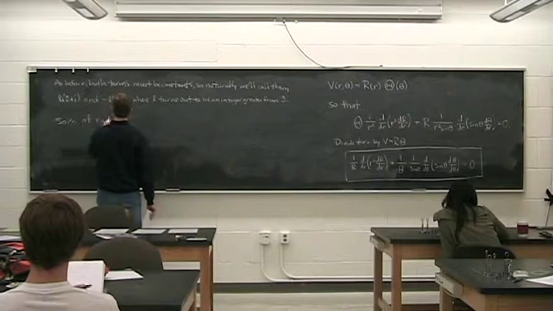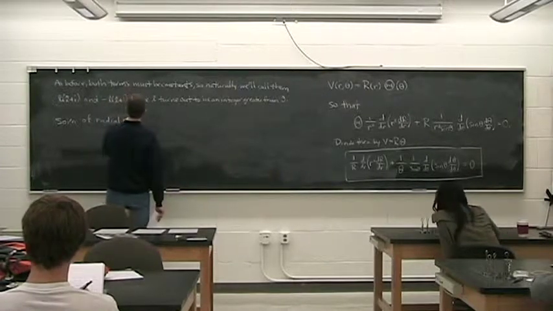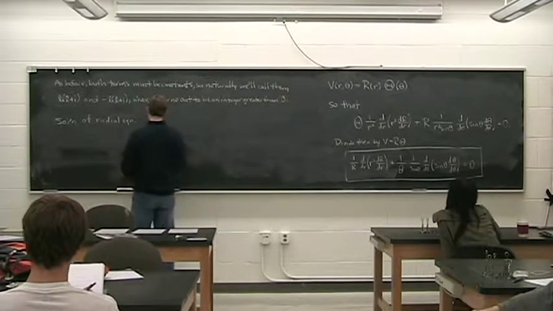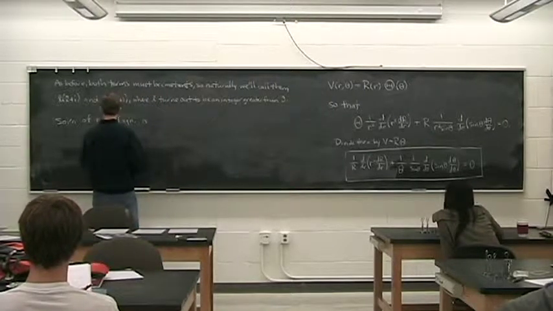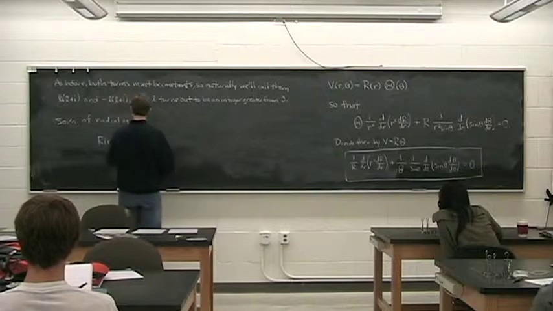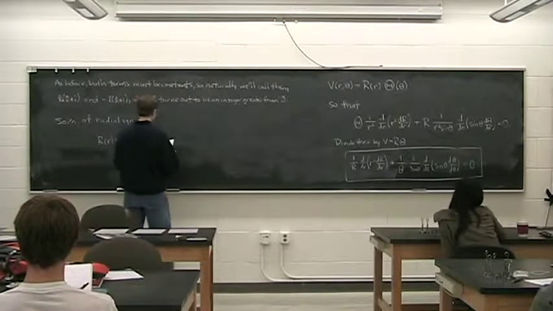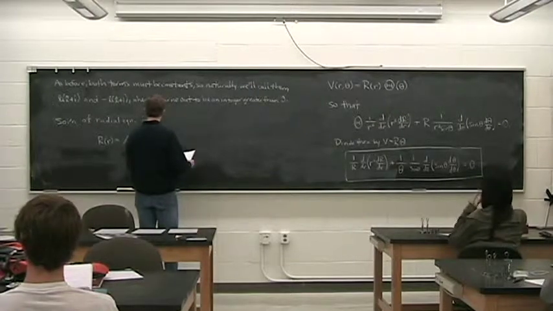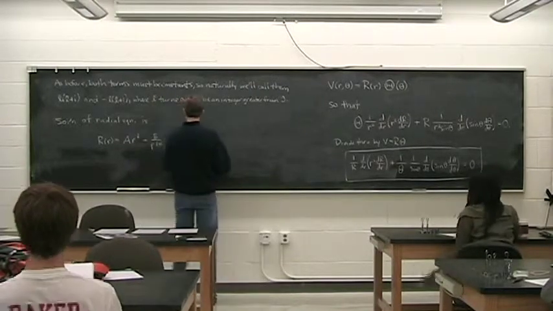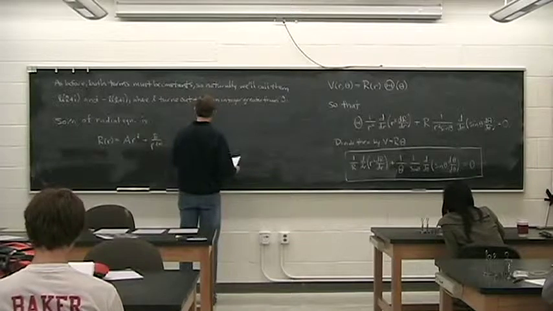Solution of the radial equation, the one for R, is R of r equals A r to the L plus B divided by r to the L plus 1, where A and B are constants.